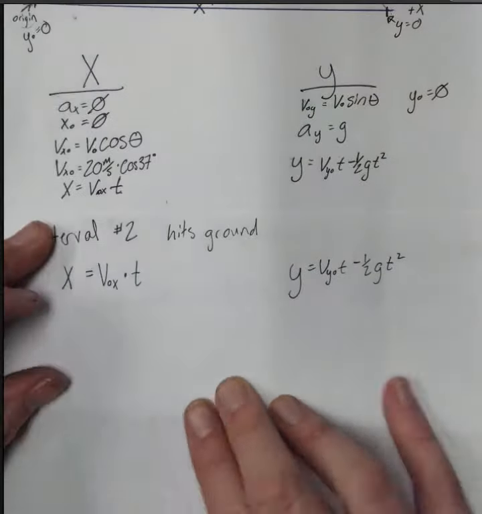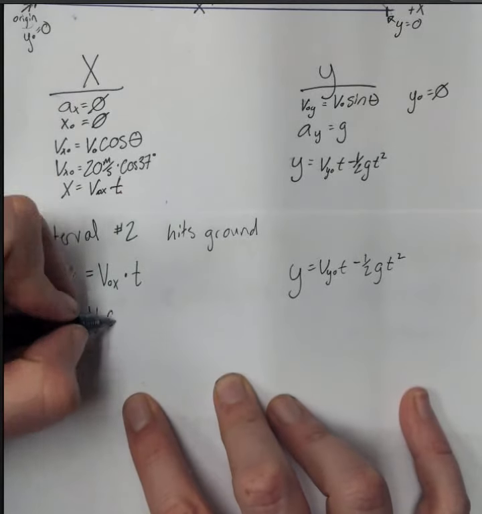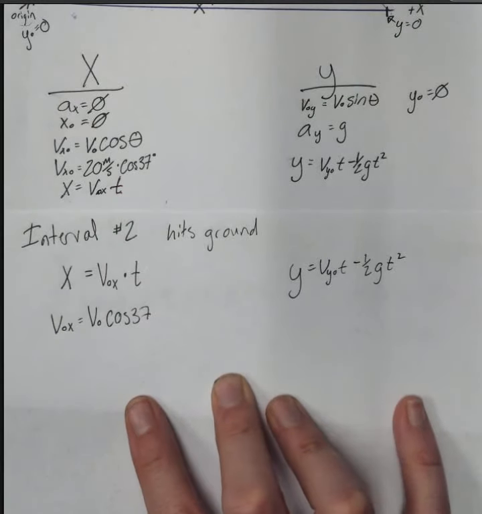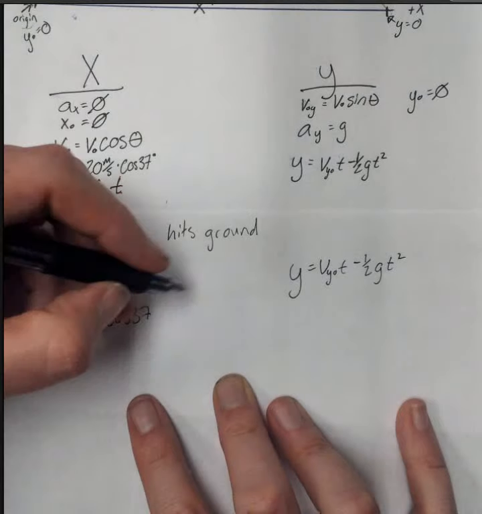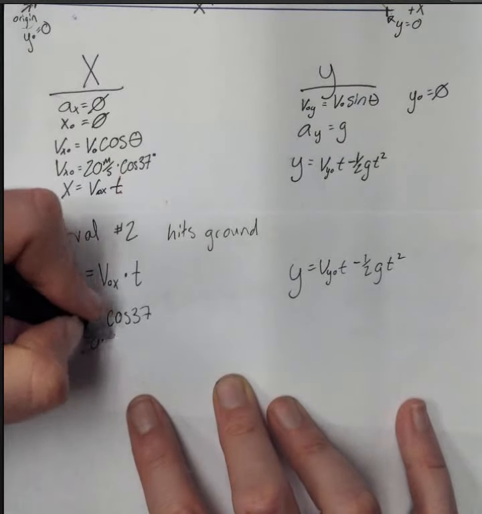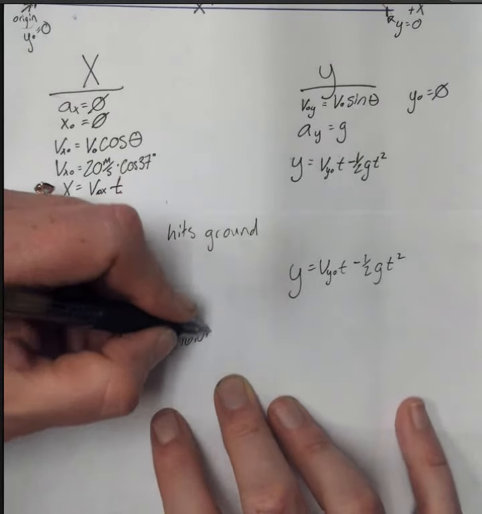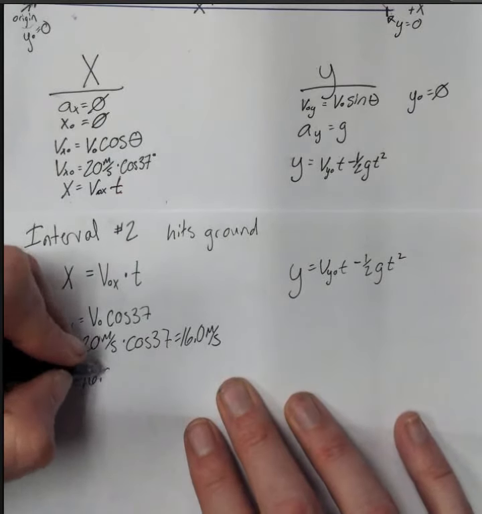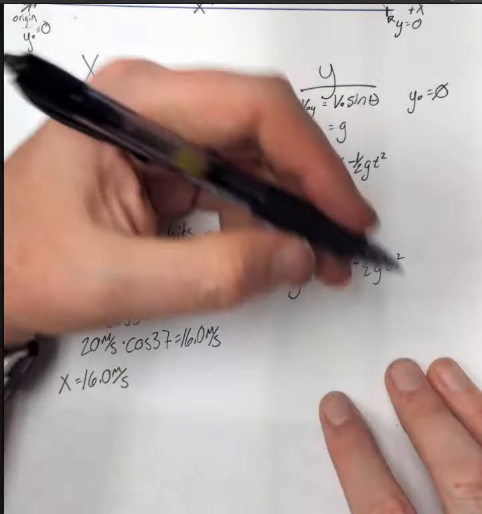Now, V naught x is going to be equal to V naught cosine of 37. And when I solve for V naught cosine of 37, I'm going to get 16 meters per second. So that's 20 meters per second times the cosine of 37 equals 16.0 meters per second. So that means that x will equal 16.0 meters per second, and then whatever time is over here. So that means that I need my y value.